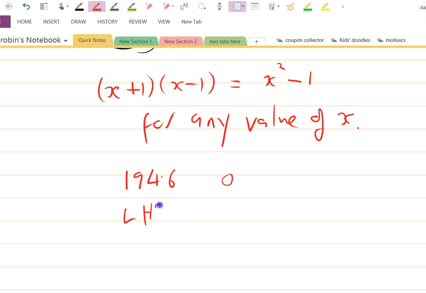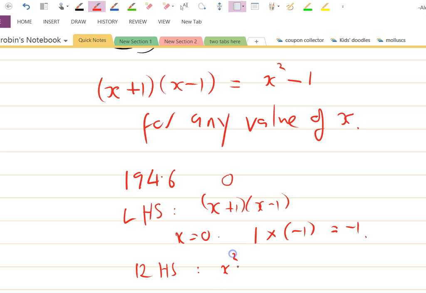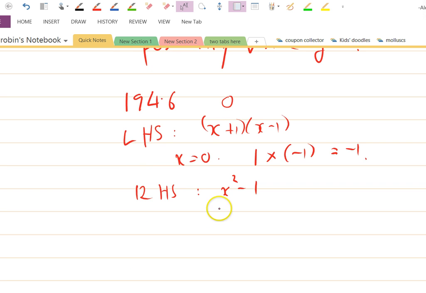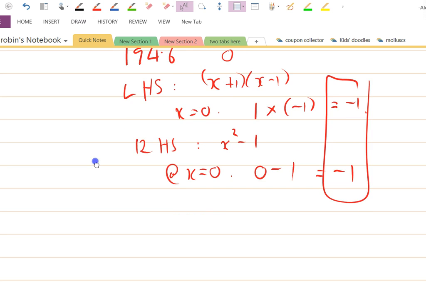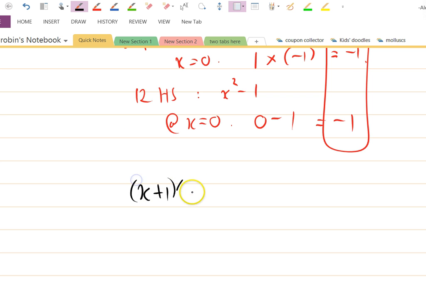Let's work out the left hand side. Write it out again. x plus 1, x minus 1. x equals 0. What have we got? We've got 1 times minus 1, because 0 plus 1 is 1, and 0 minus 1 is minus 1, equals minus 1. What's the right hand side? Well, it's x squared minus 1. At x equals 0, we've got 0, because 0 squared is 0, minus 1 equals minus 1. Ha! It checks out. In fact, I'm going to go back to black now. x plus 1, x minus 1 equals x squared minus 1 for any value of x.